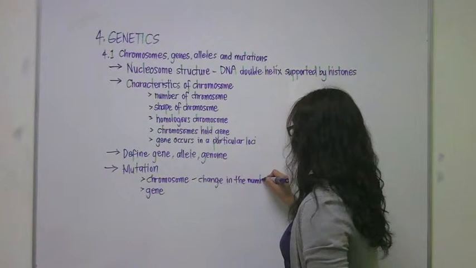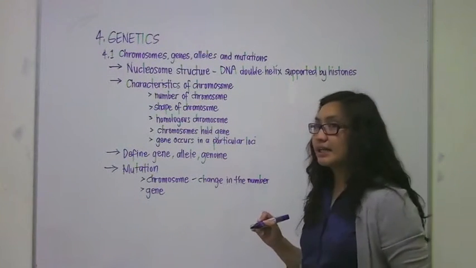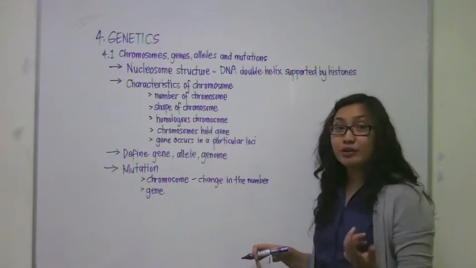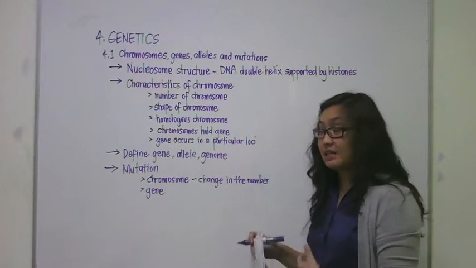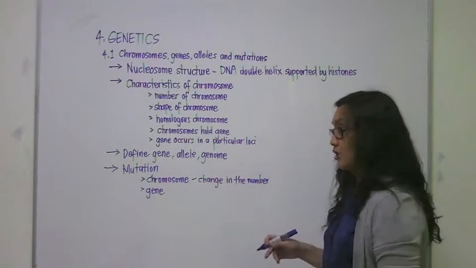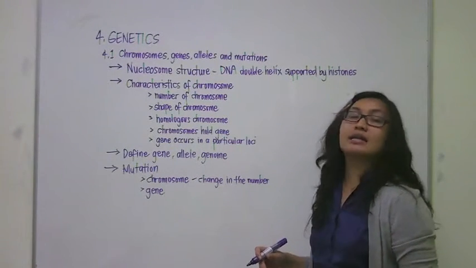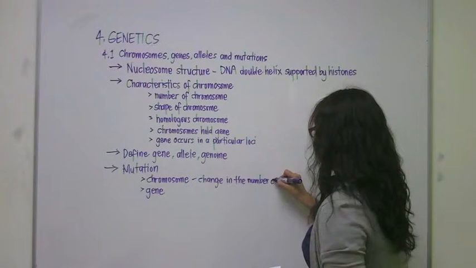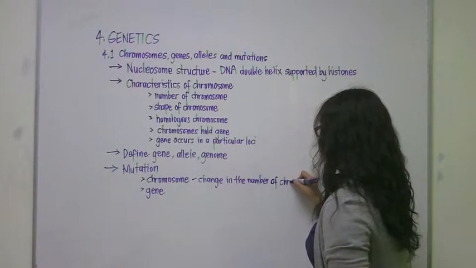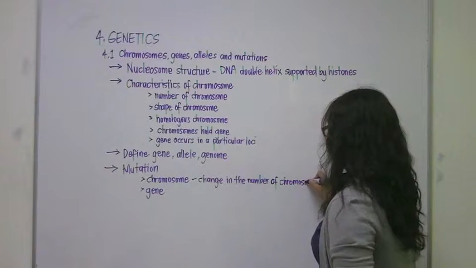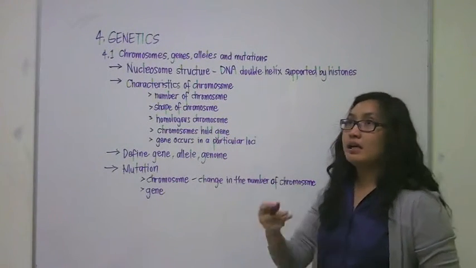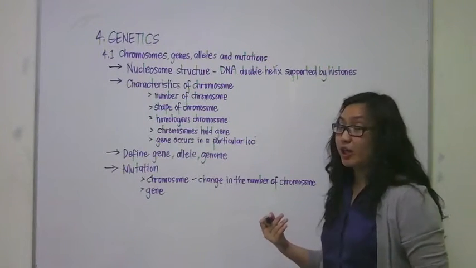For example, if humans have 46 chromosomes, then anything less or anything more than 46 is considered a chromosome mutation. An example of which is Down syndrome. Later on, in the part on meiosis, we can discuss why Down syndrome is occurring.